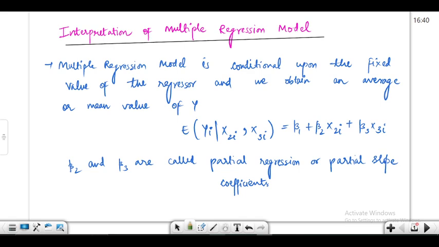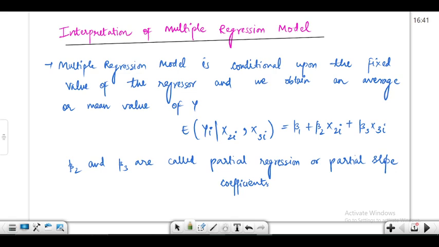So today we'll be discussing the interpretation of your multiple regression model, because as we know the interpretation is really important. The entire idea of studying econometrics is the interpretation of different coefficients of the regression model.